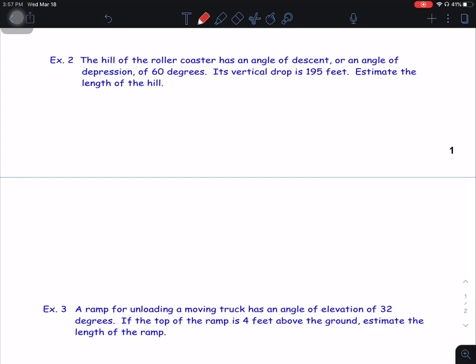So, for example, here this is talking about the hill of a roller coaster, and it says it has an angle of descent or an angle of depression that is 60 degrees. Okay, so let me just draw a picture here of our roller coaster. Basically what we're looking at is you're going up the coaster here. This is the hill that is going up. It says the angle of depression is 60 degrees.